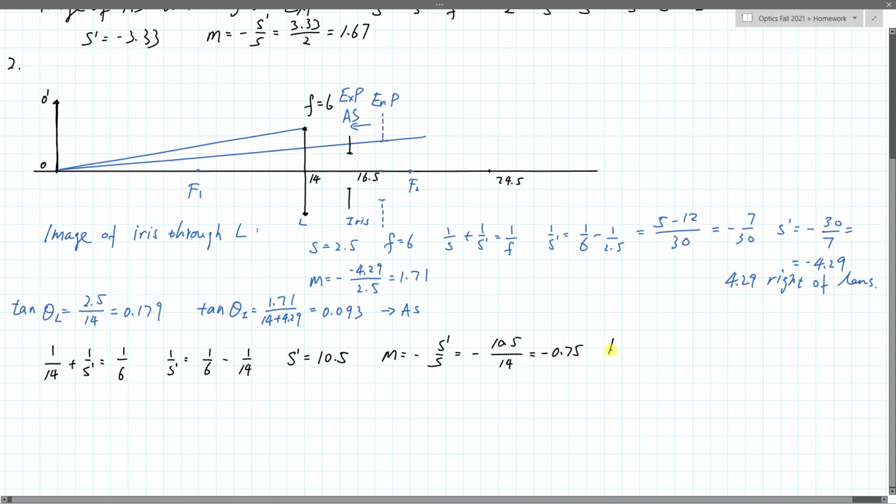That means the height of the image is negative 0.75 times the height of the object, which was 4 centimeters. So 3 centimeters down. Okay, I just have enough space. I'd be hitting the derivations if I went a little further. So 3 centimeters down, halfway between the grids, at 24.5. That's the image, but not necessarily does the entire image show up. That's the point of drawing the chief ray and the marginal rays, to inspect whether this can pass through.